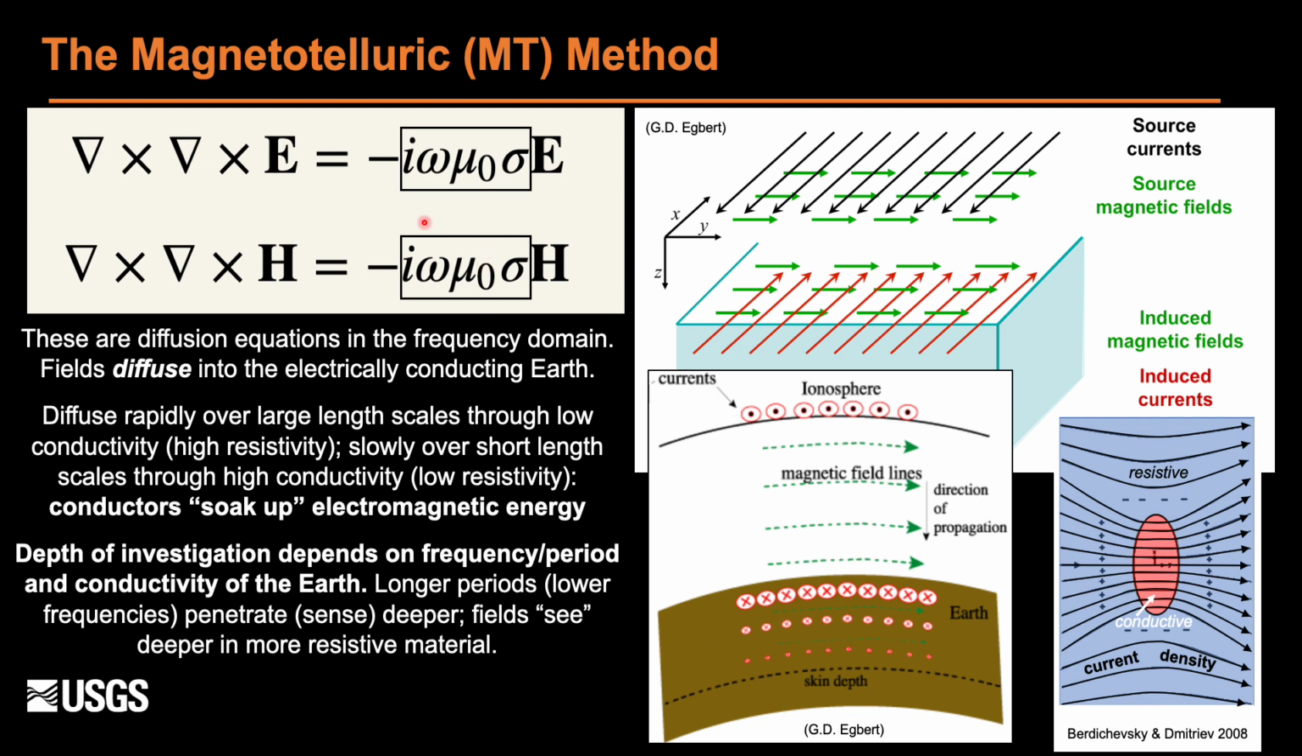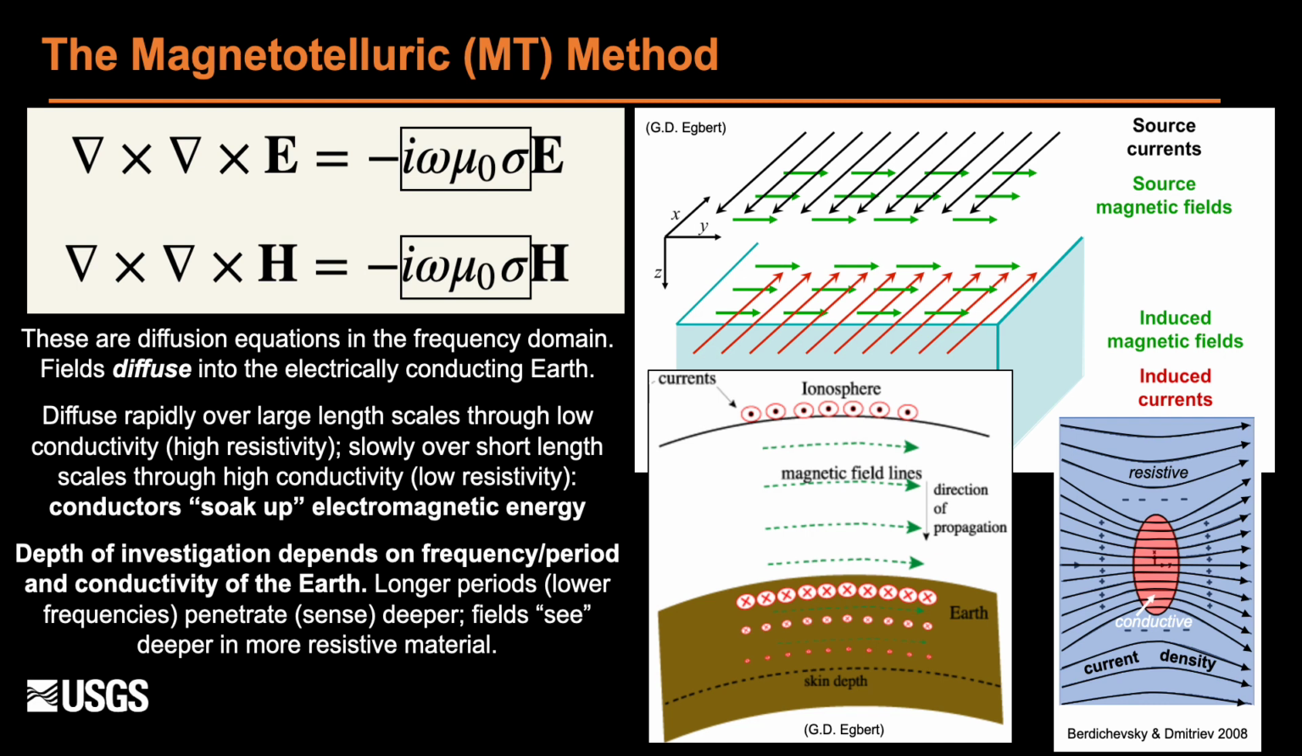Now back to the term in the black box. Note that this also depends on angular frequency omega. The fields will diffuse farther into the Earth with a decreasing omega, or equivalently increasing variational period. So this is another important aspect of the MT method. We sense deeper into the Earth at longer periods or lower frequencies.